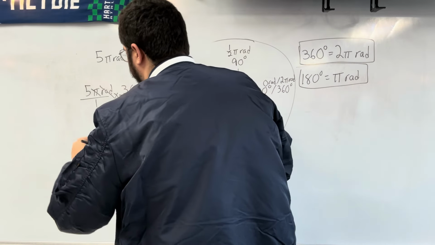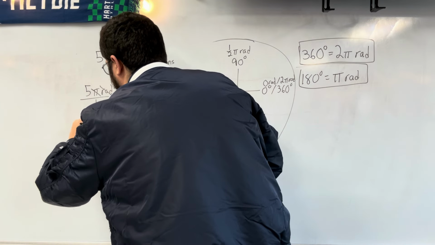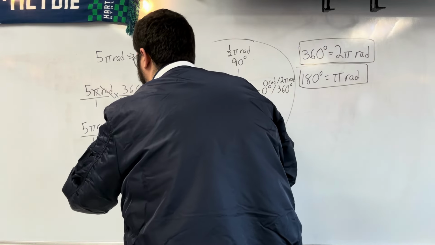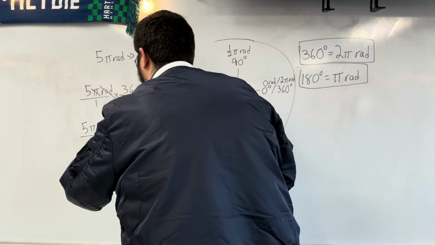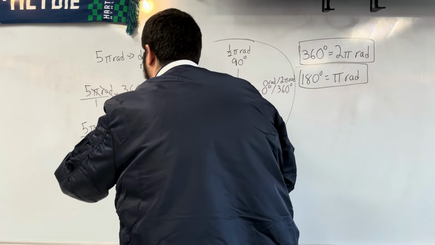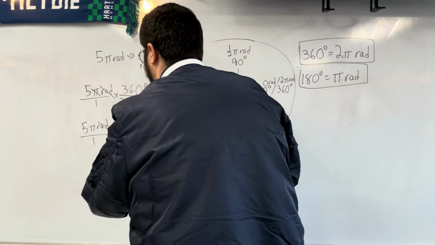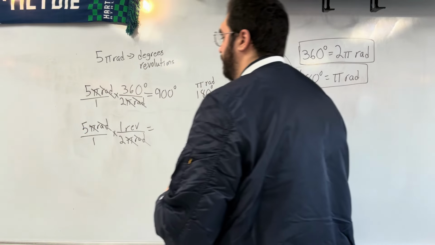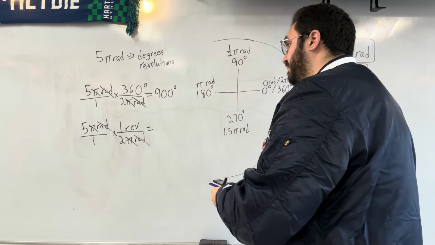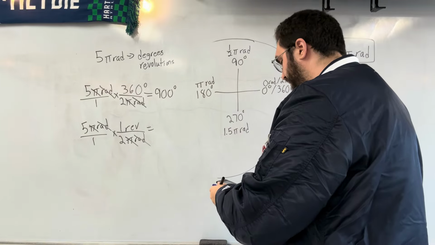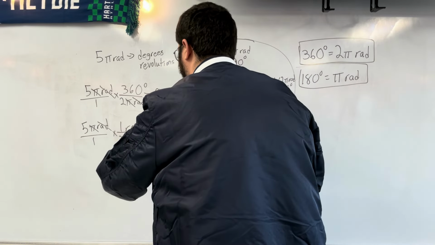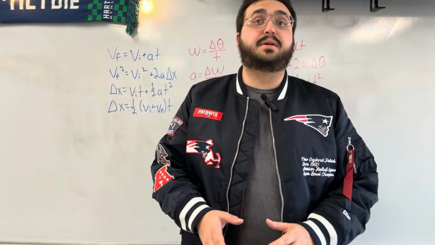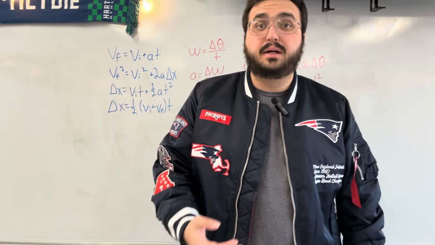Same exact idea here. Start with 5 pi radians. Put it over 1. I know 2 pi radians is 1 revolution. My radians cancel out. My pi's also cancel out. So I do 5 divided by 2, and I get 2.5. Bada bing, bada boom.